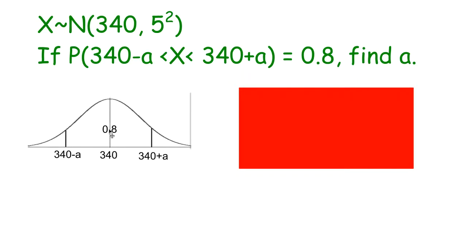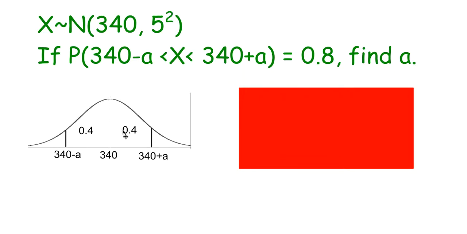If this is 0.8 here, I could split that up into two equal sections and say that the left half is 0.4 and the right half is also 0.4. The fact that this distance is a and this distance here is also a means that I've got two lines that are symmetrical around the mean.